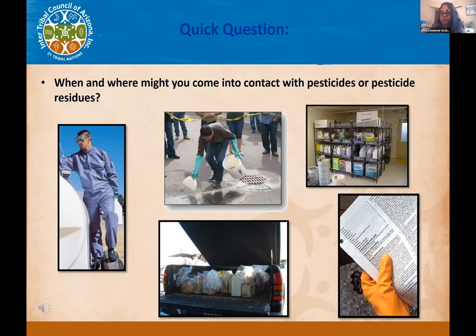Exposure can happen while you're mixing, loading, or applying pesticides yourself, even responding to emergencies such as spills, handling labels or open containers, checking pesticide storage areas and container collection events. Residues can also be on equipment, PPE, and clothing. That's why it is very important to know how to properly remove your PPE.